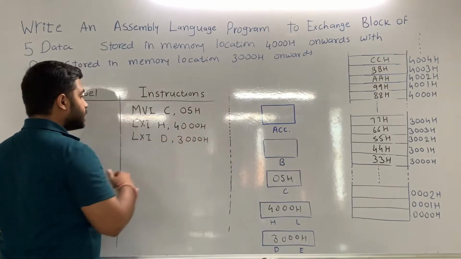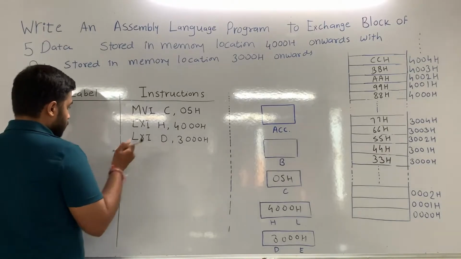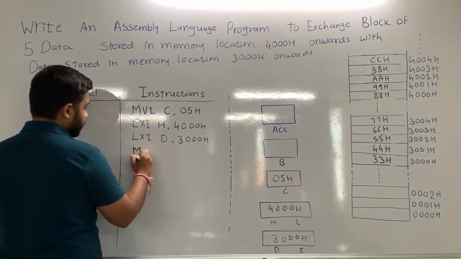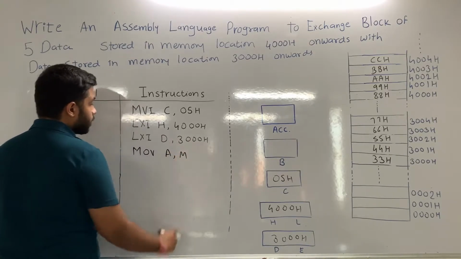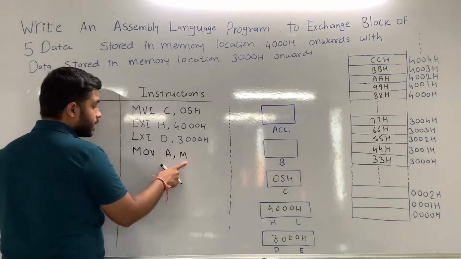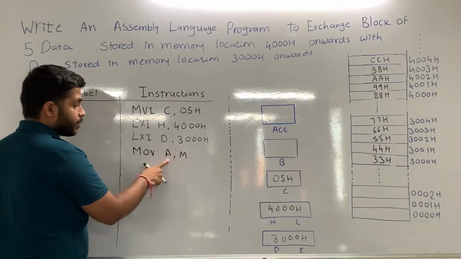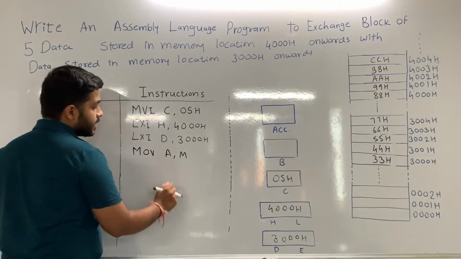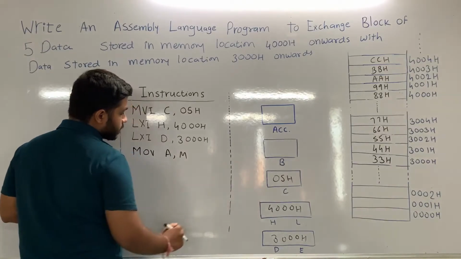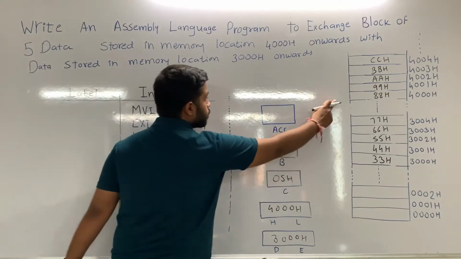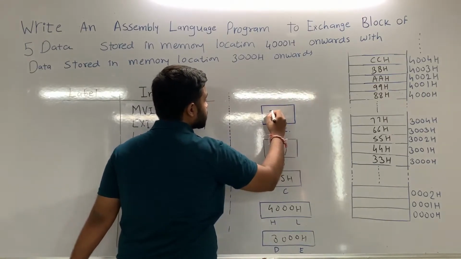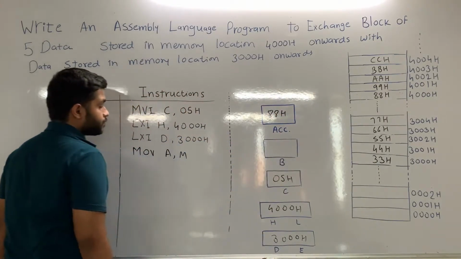So we will first move that data in the accumulator. So let's write the instruction MOV A, M. It means move data from memory to accumulator. Which memory location? Specified in HL pair. In HL pair 4000H is specified. So when this instruction is executed, the data which is stored in the 4000H will be transferred to the accumulator.